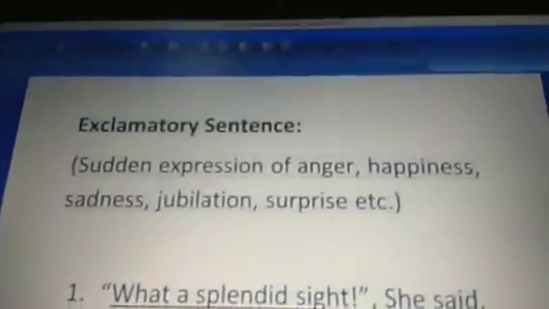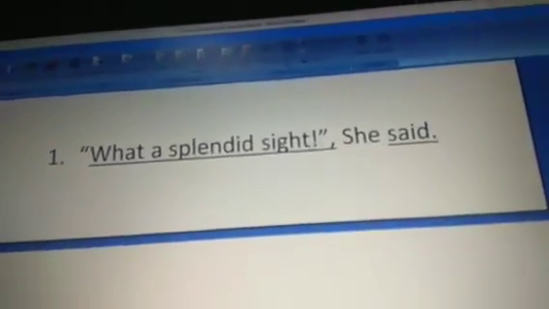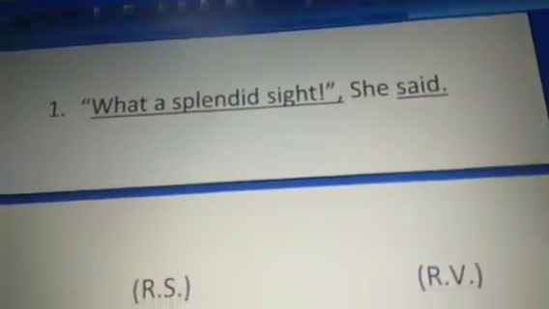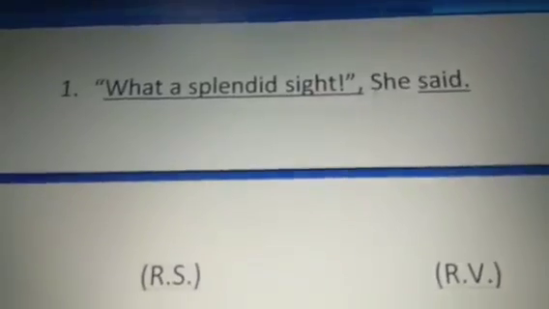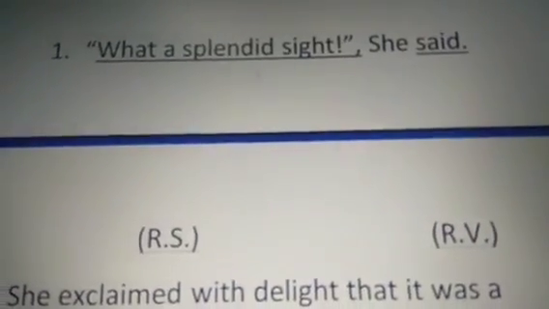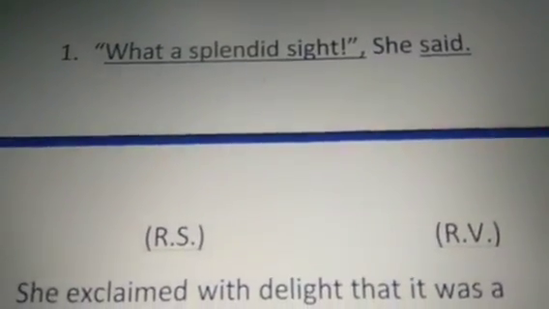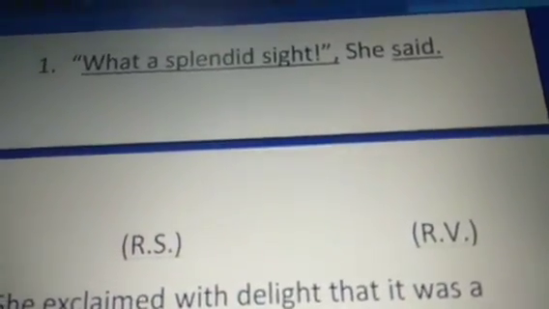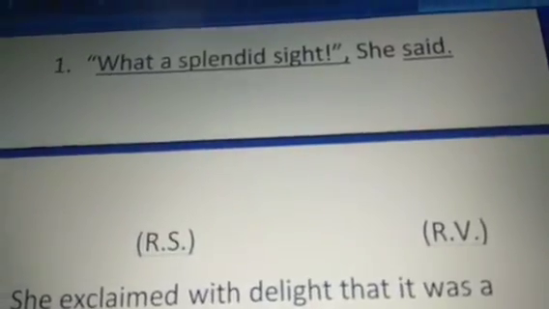are expressed. Now let us consider the first example, and the first example is, what a splendid sight, she said. Now said is the reporting verb, and what a splendid sight is the reported speech, and this reported speech is containing an exclamatory sentence. Why? Because sudden expression of feeling has been done. So a kind of surprise is being conveyed through this particular exclamatory sentence.